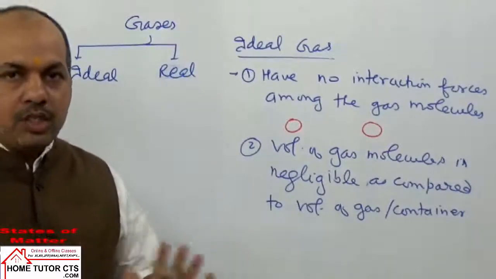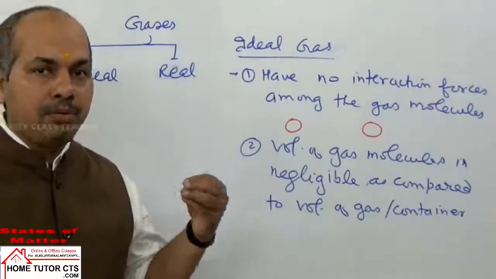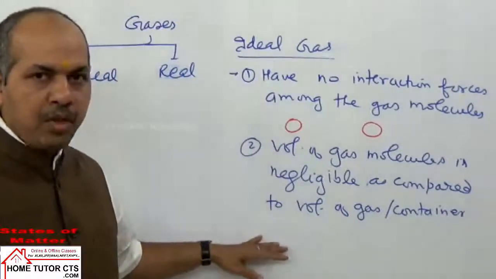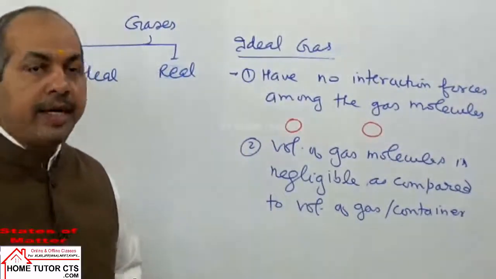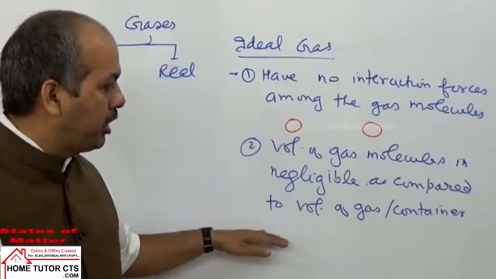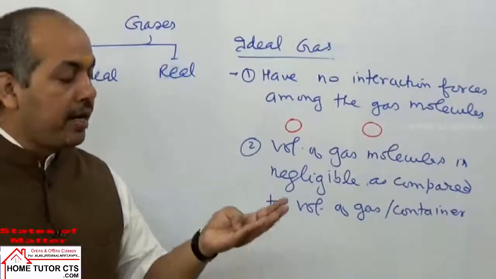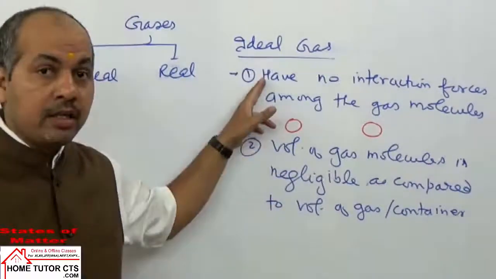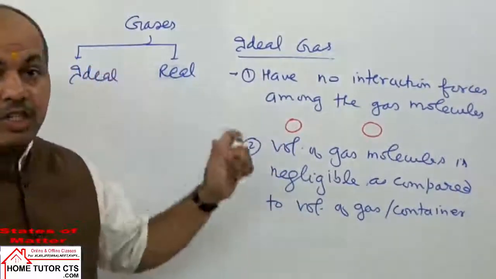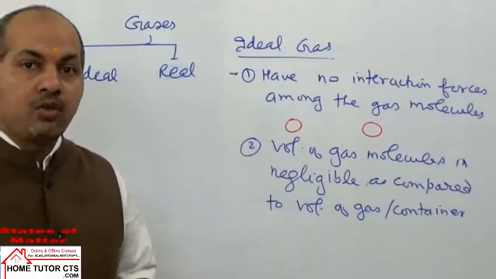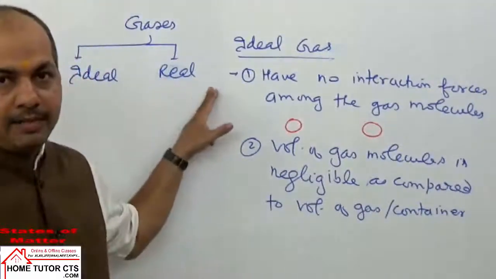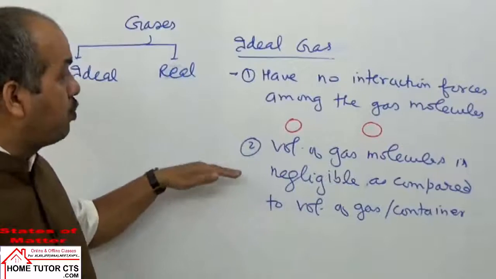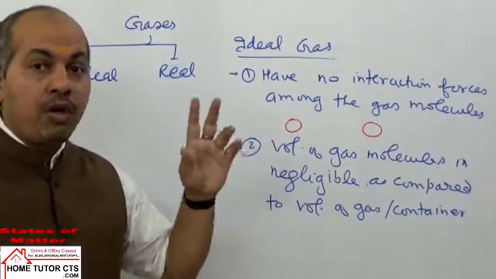In fact, truly speaking, there is no gas which can be called a perfectly ideal gas. These points we will discuss in more detail when we take the topic kinetic theory of gases. Moreover, these points are also the basis of derivation of one expression called the van der Waals equation for real gases. The van der Waals equation is based on these two faulty assumptions.